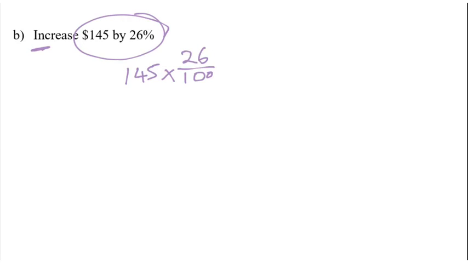What about this one? Increase $145 by 26%. Okay, so I'm going to have to deal with an increase, but before that I'm just going to find out how much is 26% of 145. So I'm going to say 145 times, now that 26% I can write as 26 over 100. So what I need to do now is I need to do 145 times 26.